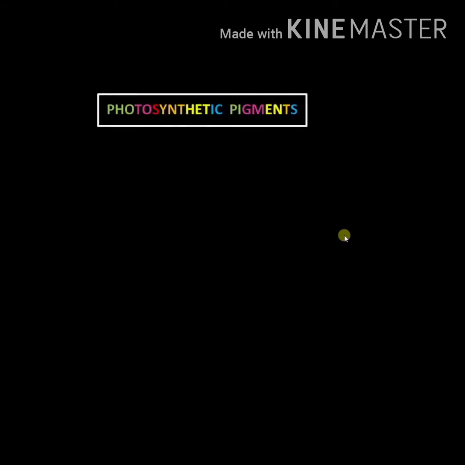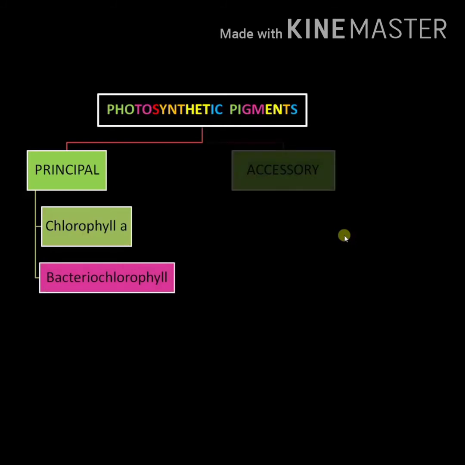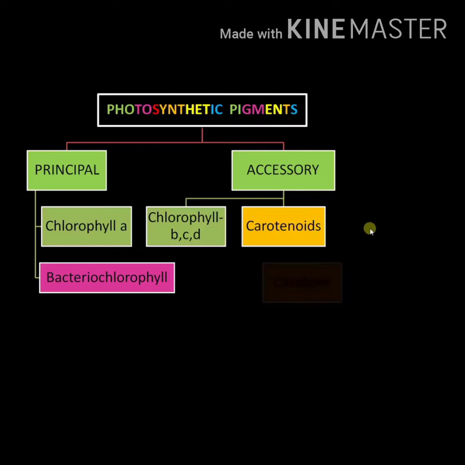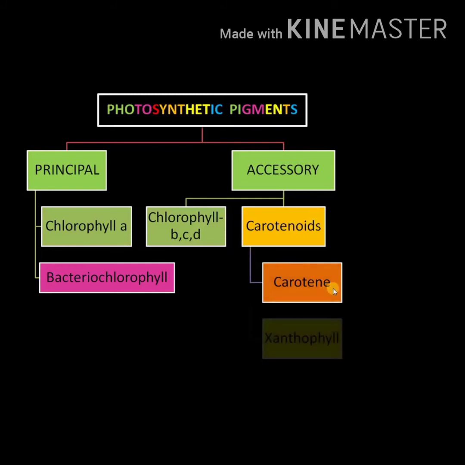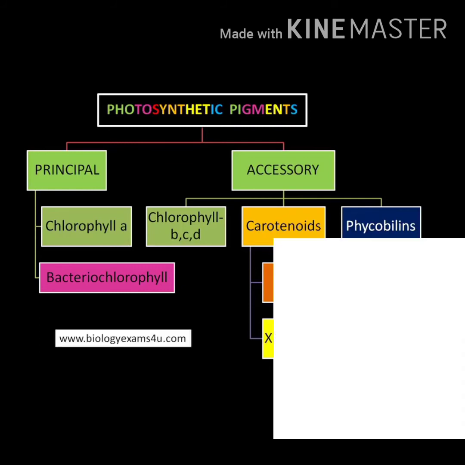The photosynthetic pigments can be grouped under two headings: principal pigments and accessory pigments. Principal pigments include chlorophyll A and bacteriochlorophyll. Accessory pigments are of three categories. First category includes chlorophyll B, chlorophyll C, chlorophyll D. Second group is called carotenoids, which include carotene and xanthophyll. And the third type of accessory pigment is phycobilins, which include phycoerythrin and phycocyanin.